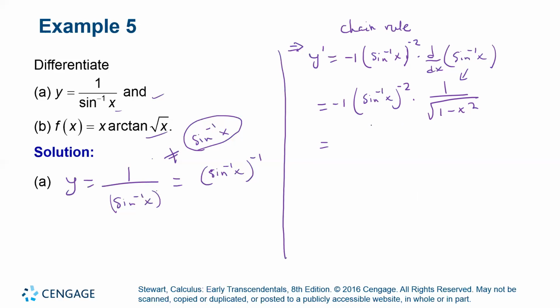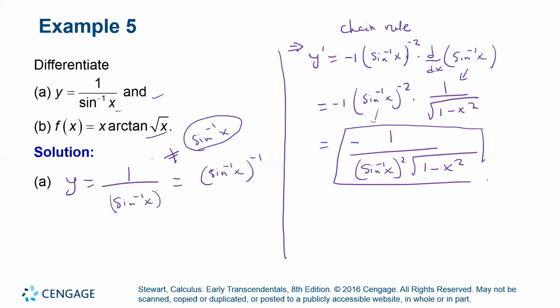Therefore, this whole thing becomes negative 1 times y, that is -1 divided by, then this can go to the denominator as arc sine of x, all raised to the power squared, times the square root of 1 minus x squared. So that is your answer for the derivative of y.